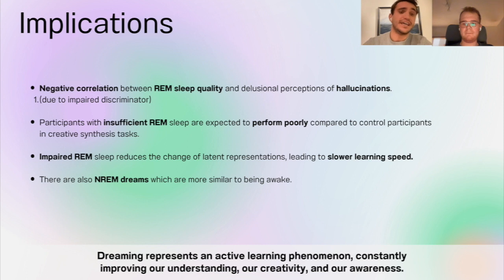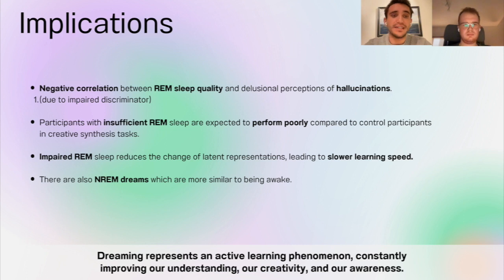For example, they imply a negative correlation between REM sleep quality and hallucinations, since impaired REM sleep also means an impaired discriminator. And this means there's no way to distinguish between real and fake. Therefore, you might have hallucinations during the day. Also, insufficient REM sleep leads to poor performance on creative tasks. And they also imply that impaired REM sleep leads to slower learning speed. And that in this model, there must be non-REM dreams. As we have seen, the perturbed dreaming is still occurring, which means there could be dreaming in non-REM phases as well.